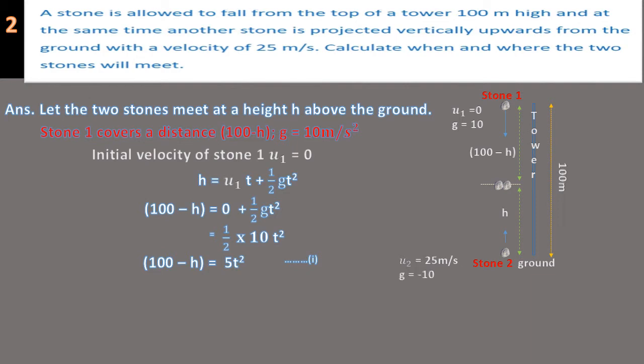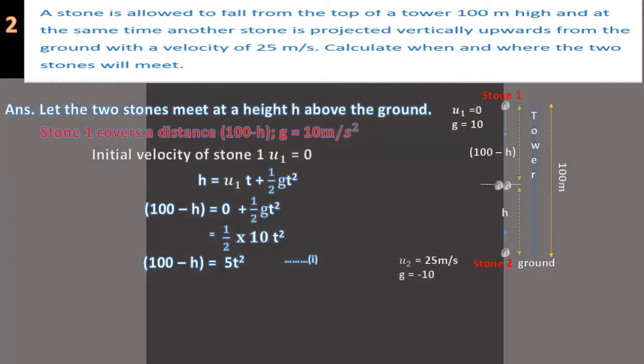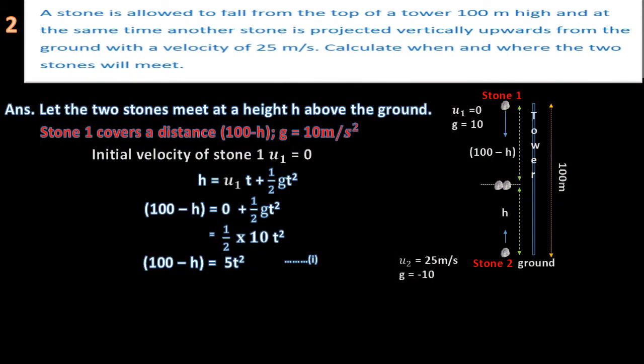Next question. A stone is allowed to fall from the top of a tower 100 meter high, and at the same time another stone is projected vertically upwards from the ground with a velocity of 25 meter per second. Calculate when and where the two stones will meet.